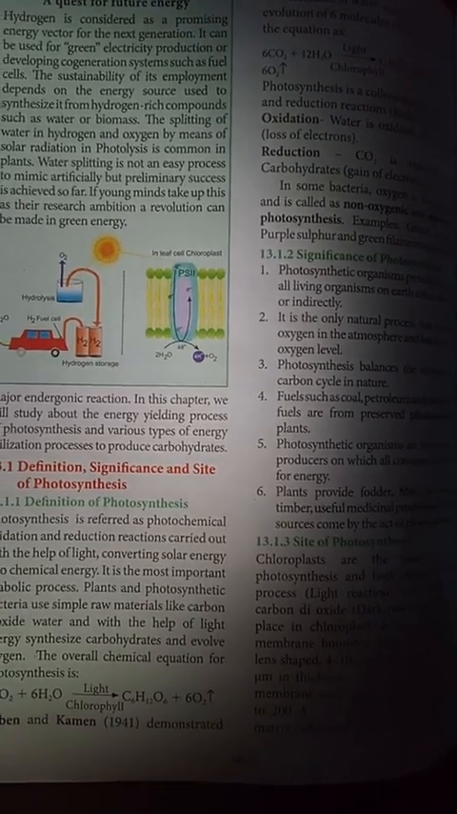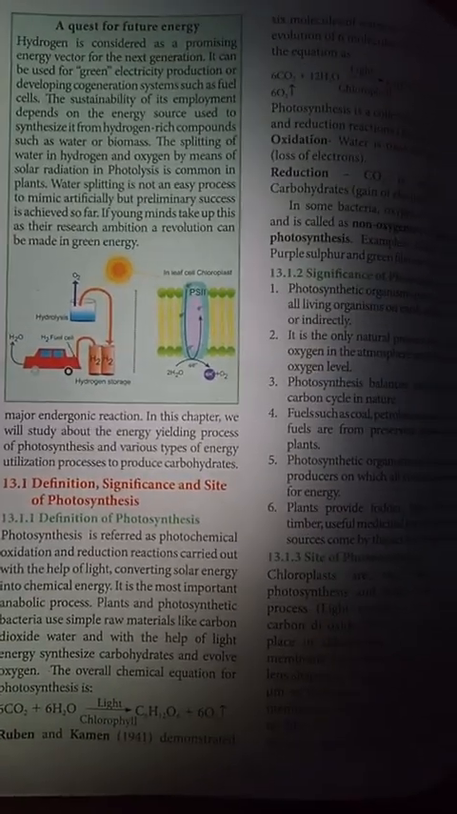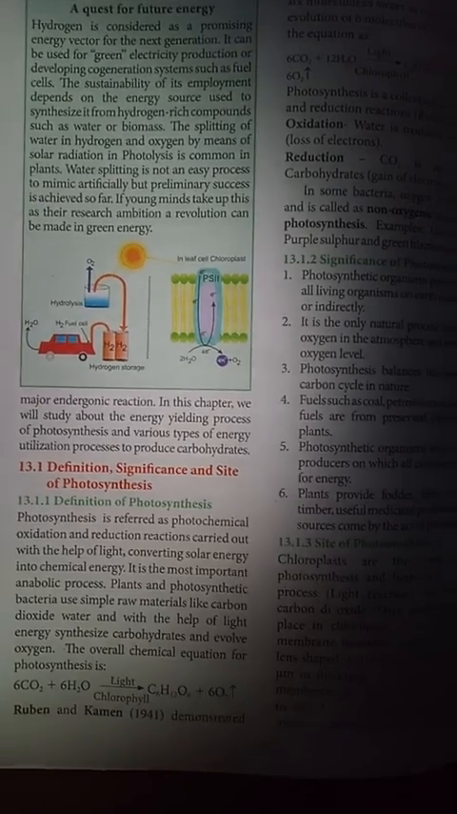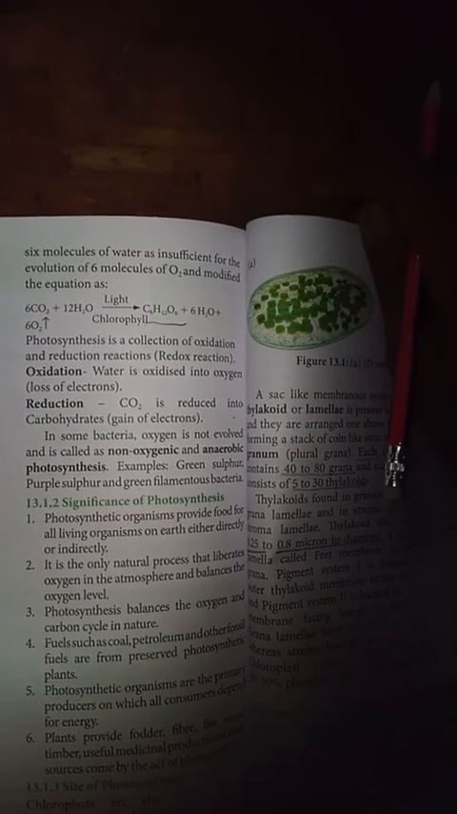The overall chemical equation can be written as for photosynthesis. The overall chemical equation for photosynthesis is 6CO2 plus 12H2O in the presence of light and chlorophyll gives C6H12O6. What is the C6H12O6? It is glucose, that is carbohydrates, and 6 molecules of water is evolved plus 6 molecules of oxygen is evolved.